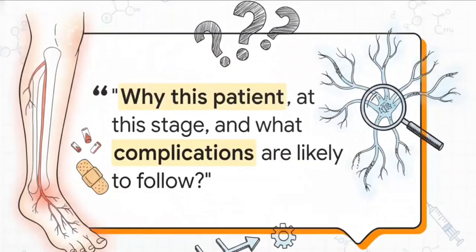save lives. There's this fantastic foundational quote from Harrison's that really sets the tone here. It says, the key clinical question is not only what nerves are affected, but also why this patient at this stage and what complications are likely to follow. That right there is the level of rigorous clinical reasoning we need to be applying every day. It's just not enough to document that a patient has numbness. We have to anticipate the entire trajectory of their disease.